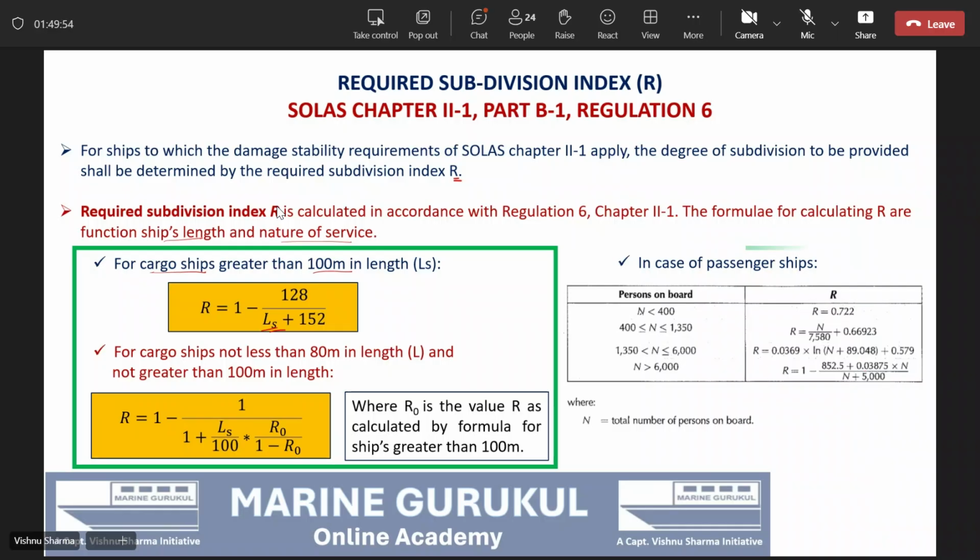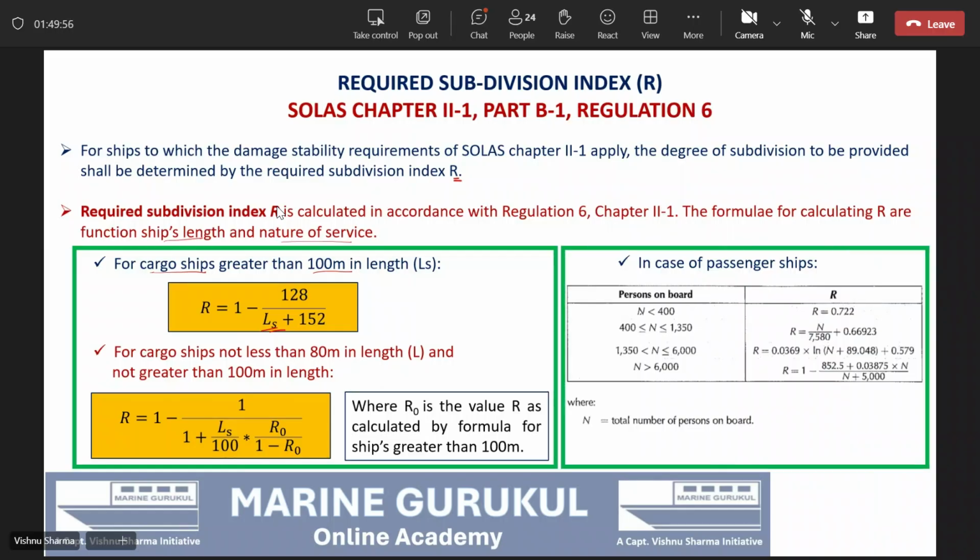So guys, what does this slide show? You don't have to remember all this. What will you say here? You will say here, the required subdivision index R, which is calculated in accordance with regulation 6, is based on the formulae which are a function of ship's length and nature of service. And now, for example, you can give this one as an example to justify what you're saying. Other things I don't think you should remember, because otherwise you'll be cluttering your memory and you'll mess it up nicely. Is that clear, beta? Clear?